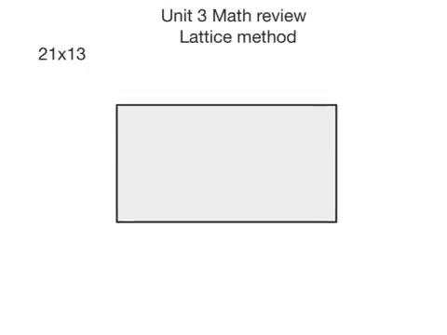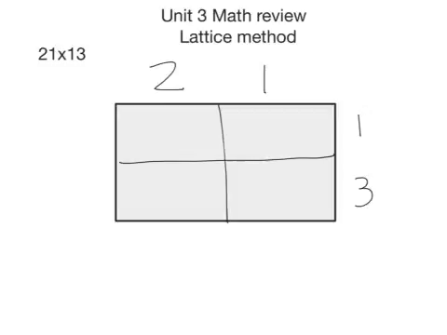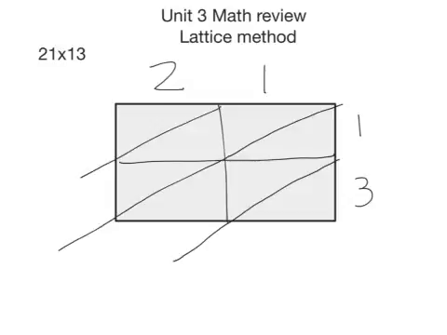So I set it up just like an area model, but instead of decomposing the 21 into 20 and 1, each box is just going to have the number. So it'll be 2 and 1 and 1 and 3. And then the next thing you do is you go from corner to corner, you draw a line. So corner to corner I draw a line, corner to corner, then corner to corner and extend it, then corner to corner.